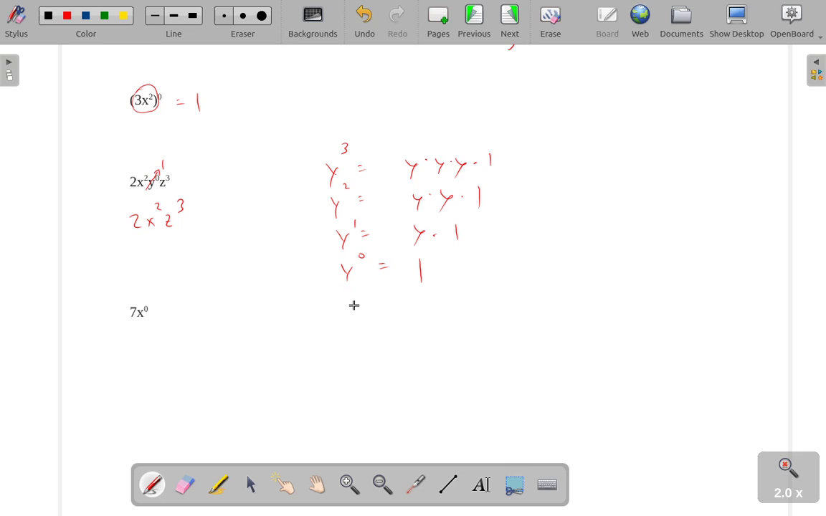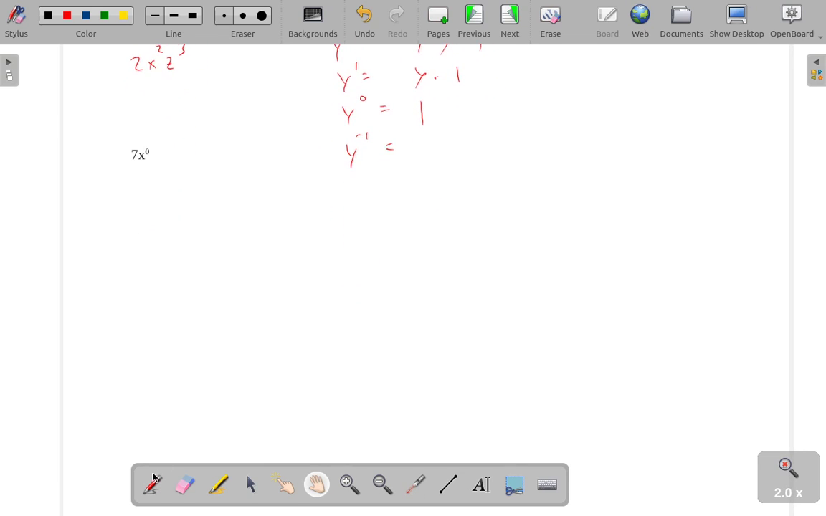And if we continue this on, y to the negative 1, we can actually get what's going to happen in the next section. I'm going to hold off on that, though. I'll finish this one up. 7x to the 0, well, the x is raised to the power of 0, so that part goes away. This is 7 times 1, which is 7.